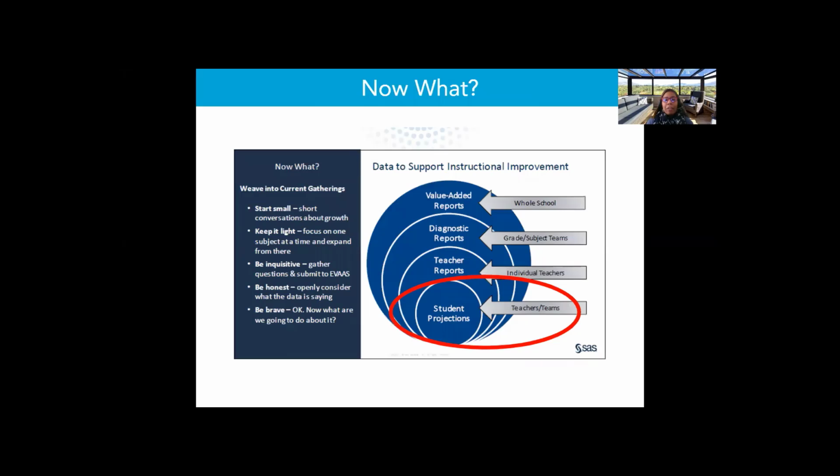If you've been in any other EVAAS sessions with us, you know that projections are the core of it all. That is where we get to our student reports. Before then, we are looking at our school level reports and teacher reports. We're going to dig into a little bit of teacher reports today because they connect directly to our student projections.